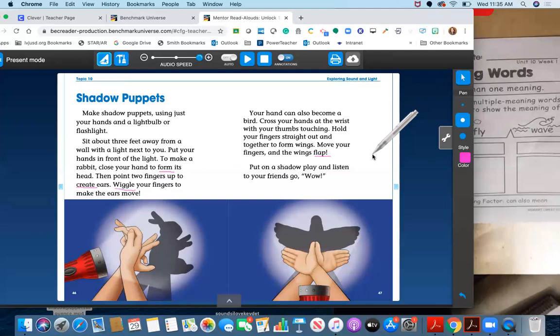Let's see if that makes sense. Move your fingers and the wings flap. I don't think that makes sense. Flap can also mean to flutter or move back and forth like a butterfly's wings. Let's see if that meaning makes sense. Move your fingers and the wings flap or flutter. I think the meaning of flap in this text is to flutter or move back and forth.